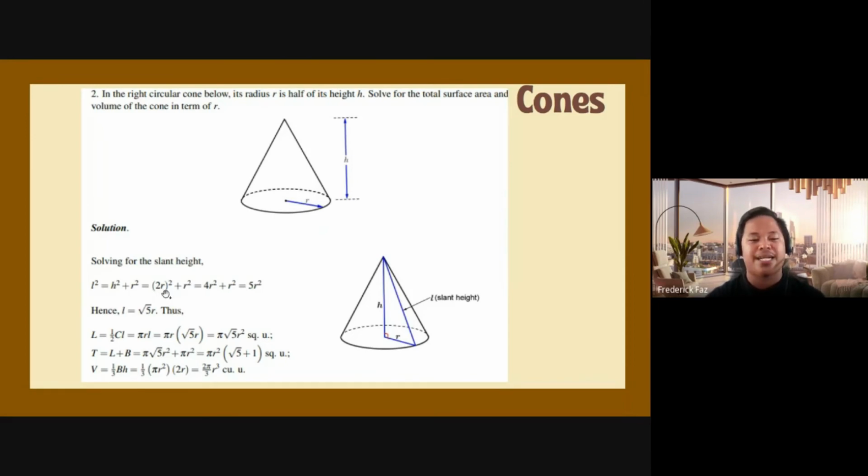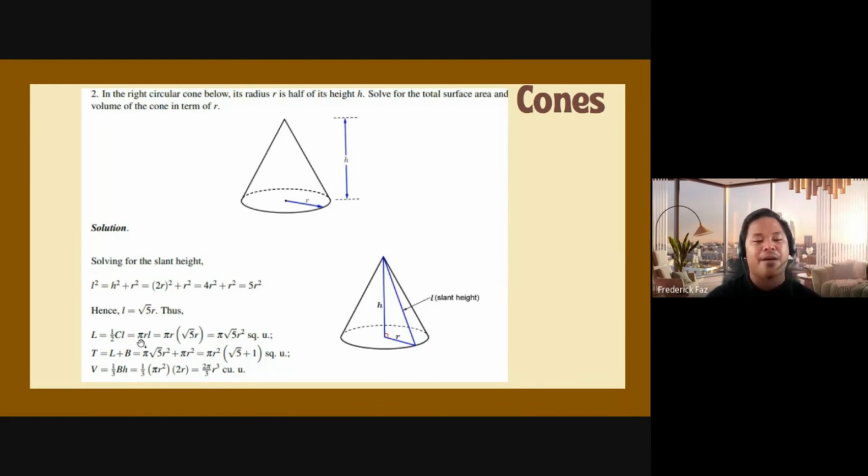So 2R or the quantity of 2R squared plus R squared is equal to 4R squared plus R squared, which is equal to 5R squared. So yung ating slant height is square root of 5R. So yung R po ay nasa labas na po siya ng radical sign. Since R squared po siya, square root of R squared is equal to R. Thus, the lateral area is equal to 1/2 times the circumference of the base times the slant height.